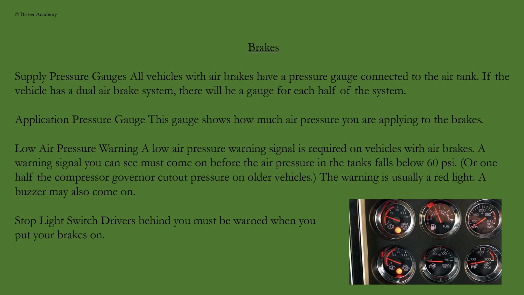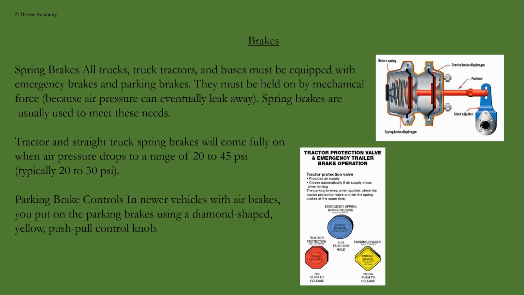Low air pressure warning. A low air pressure warning signal is required on vehicles with air brakes. A warning signal you can see must come on before the air pressure in the tank falls below 60 psi. The warning is usually a red light, and a buzzer may also come on. Stop light switch. Drivers behind you must be warned when you put on your brakes, so when you actuate the treadle valve, the stop light switch is activated at that time.